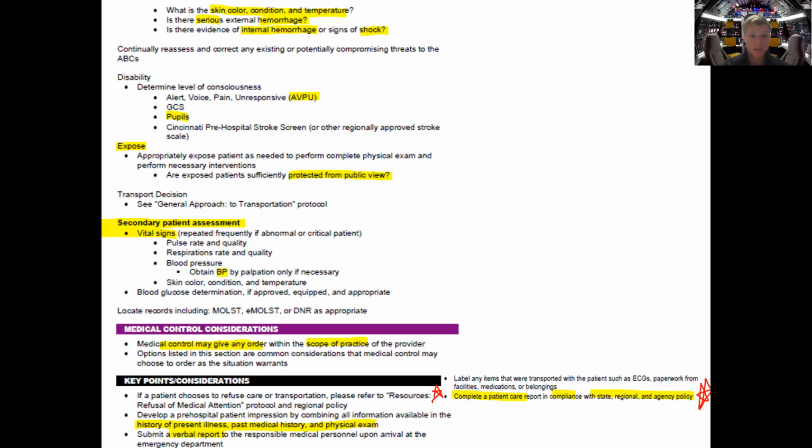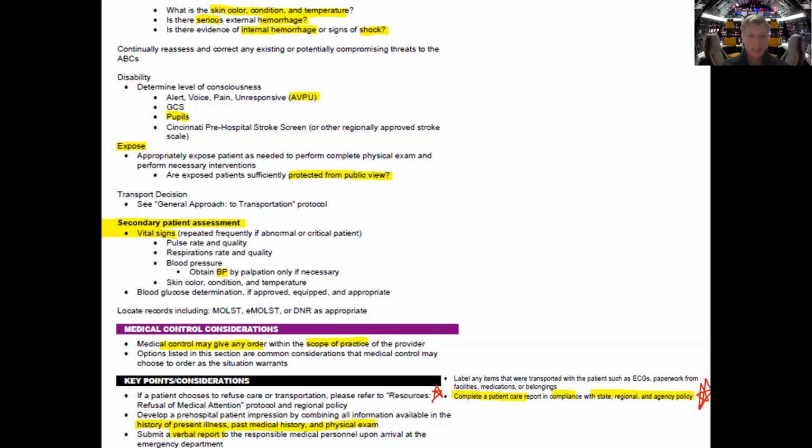Any disabilities? To discuss this, we have AVPU. Alert. Remember A and O times 4, you ask your 4 questions. Are they alert to voice? You speak, you yell, and they open their eyes and acknowledge you. Verbal. Responsive to pain: pinch the trap, and they respond. Or unresponsive: they don't respond to anything. Glasgow Coma Scale. Pupils, so what are their pupils like? And Cincinnati Stroke Scale. Expose the patient if necessary, but always protect them from public view.